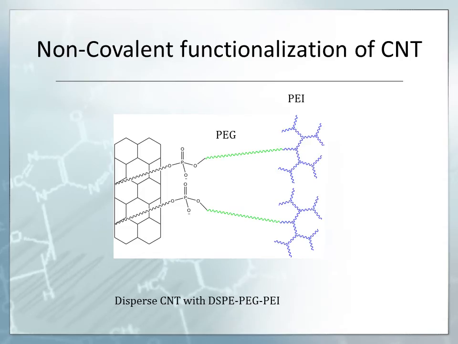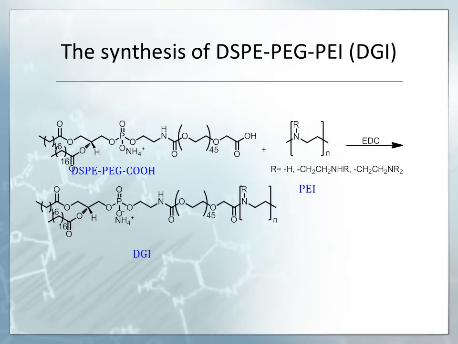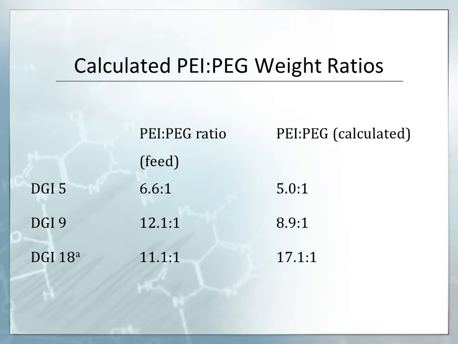Bear in mind, I'm going to talk about it like this. This is how I synthesized the DSPE-PEG-PEI, or DGI. Basically, it is a very simple amine and EDC-activated carboxylic acid reaction. I made 3 different DSPE-PEG to PEI ratios: 5, 9, and 18.